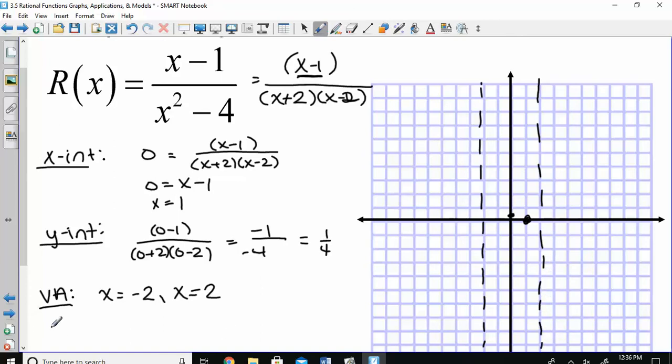Negative 2 or positive 2. Then we decide if it's horizontal or oblique. We talked about yesterday, you can't have both. It'll be either or possibly none of them. What's the degree of the top? And the bottom? If the degree on top is smaller, it is horizontal, y equals 0.